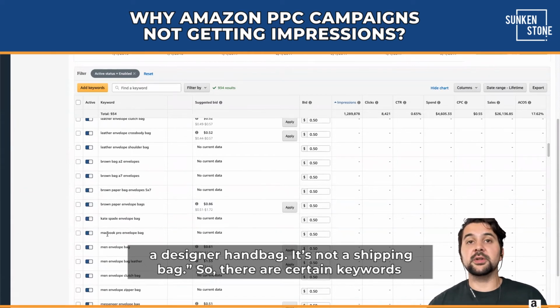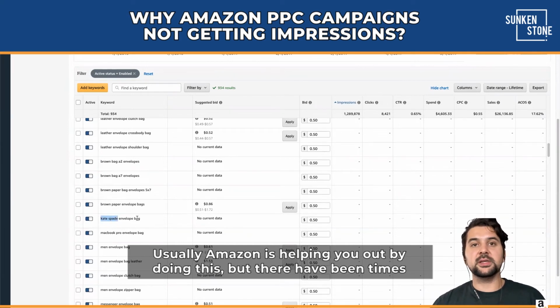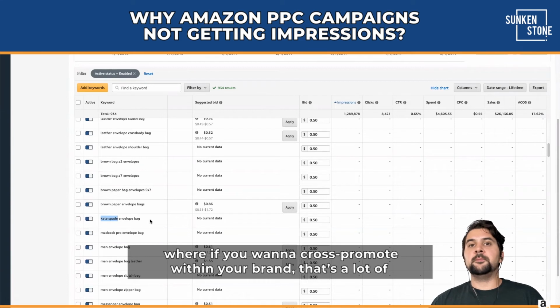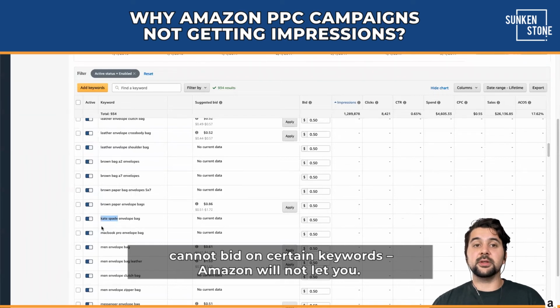So there are certain keywords that we wouldn't want to bid on, like Kate Spade envelope bag. Usually Amazon is helping you out by doing this, but there have been times where, if you want to cross promote within your own brand that sells a lot of different products, there can be certain instances where you literally cannot bid on certain keywords. Amazon will not let you.